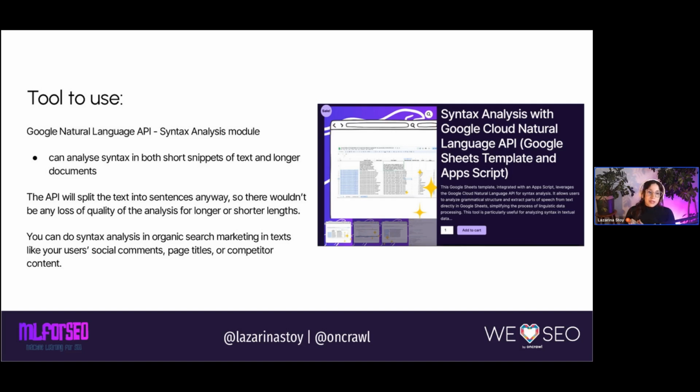Essentially, what the syntax analysis module from this API does is analyze syntax in both short snippets of text, think here things like titles or keywords, but it can also analyze longer documents, like paragraphs or the entire content of web pages. It will split the text into sentences anyway, so it doesn't really matter how long the text that you provide will be. And you can do this kind of analysis for user social comments, page titles, your own content, or your competitors' content, just to check whether the structures that you've used in terms of syntax make sense.